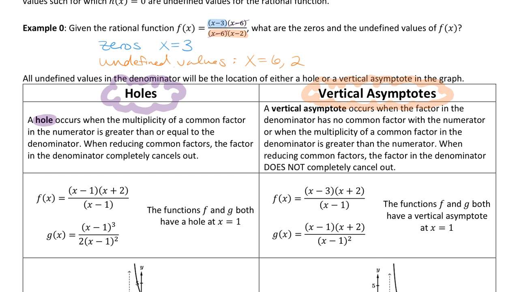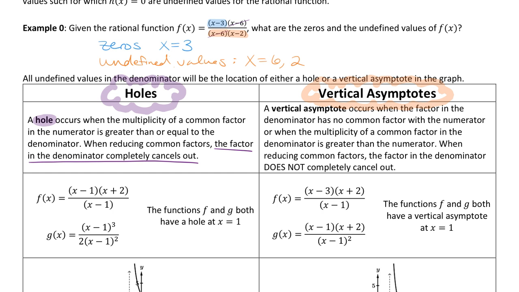This occurs when the multiplicity of a common factor in the numerator is greater than or equal to the amount in the denominator. Basically what that means is when reducing common factors, the factors in the denominator will completely cancel out. So if you're canceling out terms, and it cancels completely out of the denominator, it is an undefined value that is specifically called a hole in the graph.